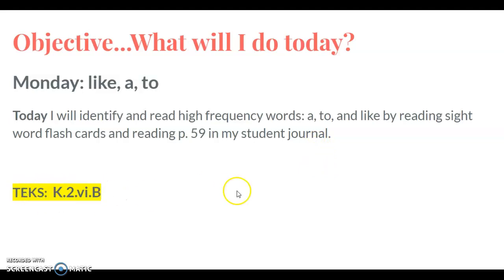The text you will be working on today is K.2 VIB. If you want to know what each text means, those are on the lesson 2 version of the high frequency words on the Google Slides. It will tell you exactly what text that is and what it stands for.